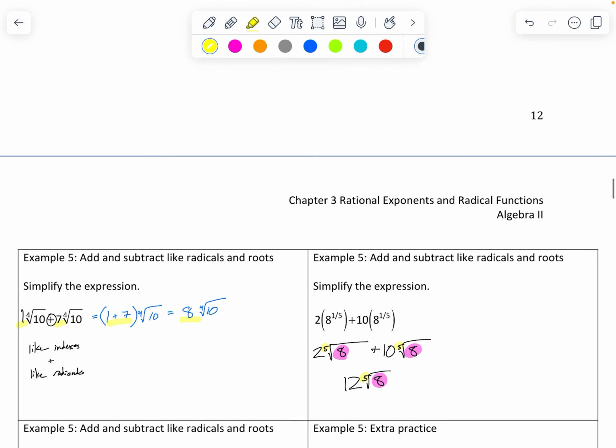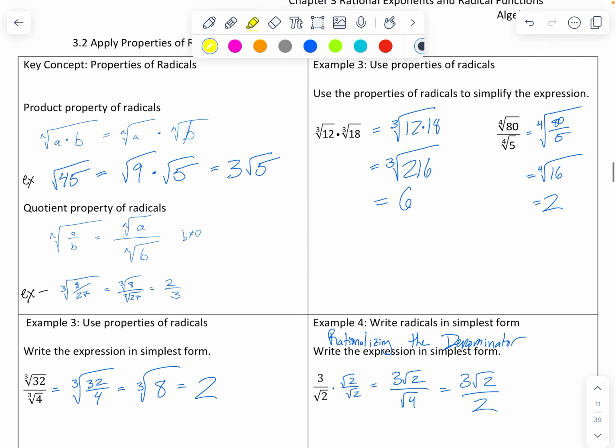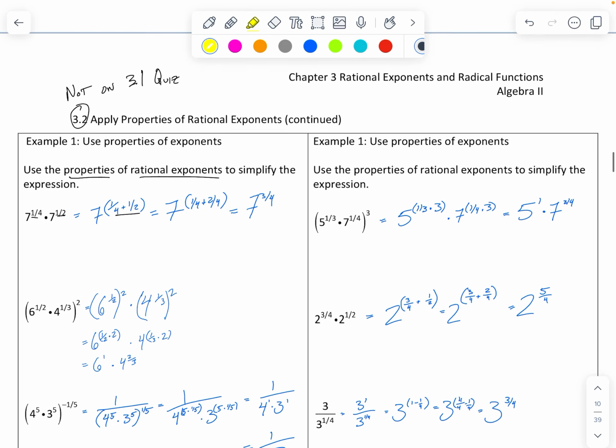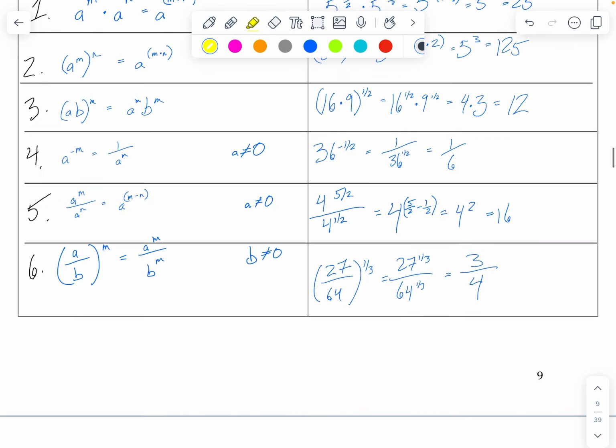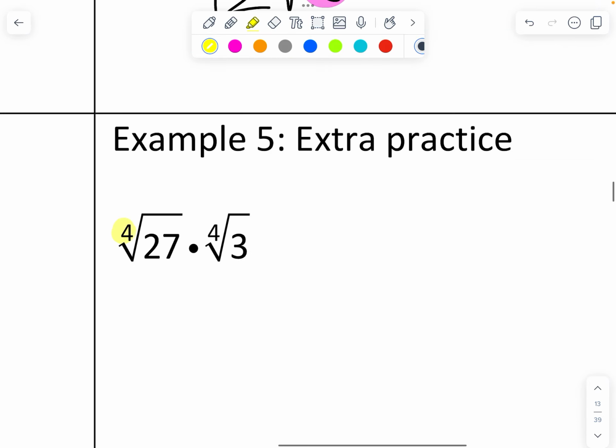All right, that goes back to what page now? Seems like we're jumping around a little bit, but that's the property from page 9. Okay, the same index and radicand. That's what we're applying now on page 12. So same index, but different radicand until we go and simplify.